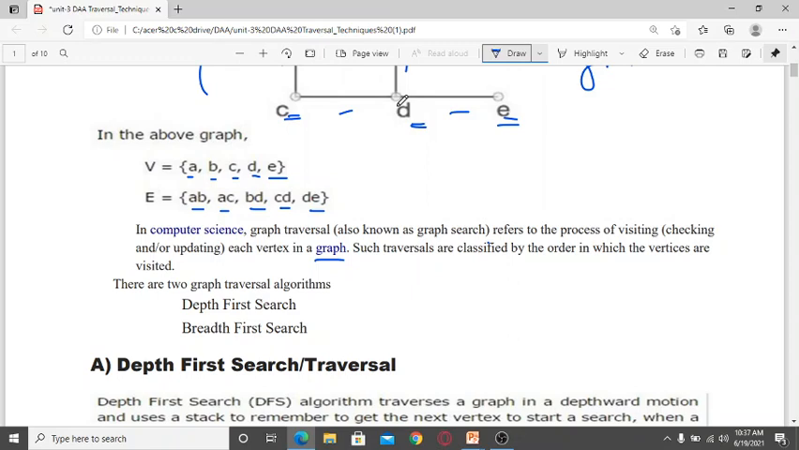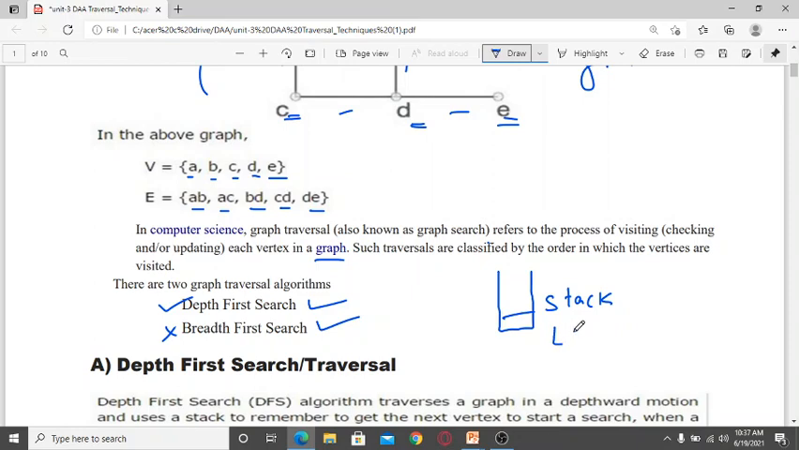Such kinds of techniques in a graph are two: depth first search and breadth first search. But as per the syllabus, you don't have breadth first search, so we will go with DFS. Depth first search will use a stack. What method will a stack follow?